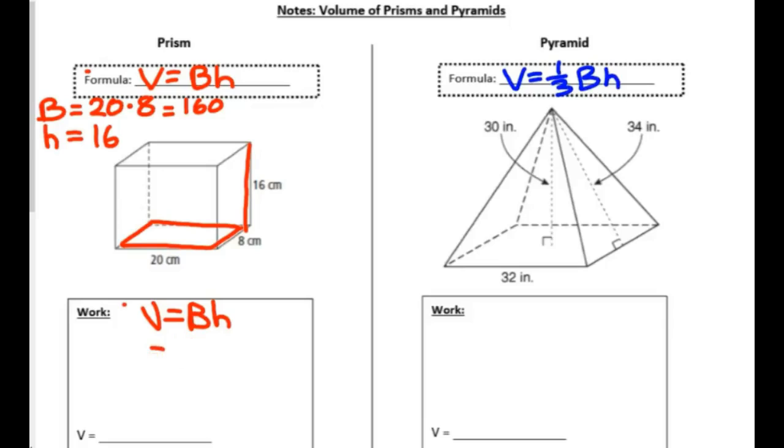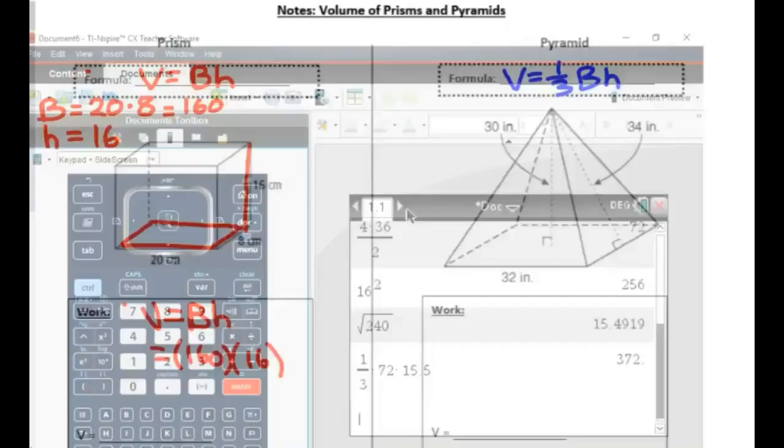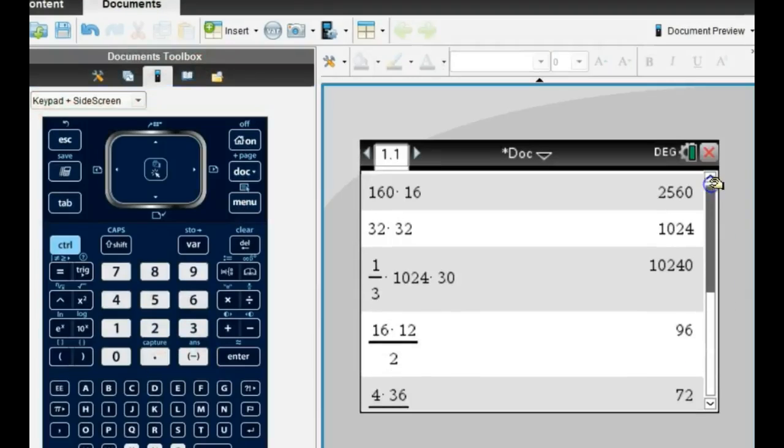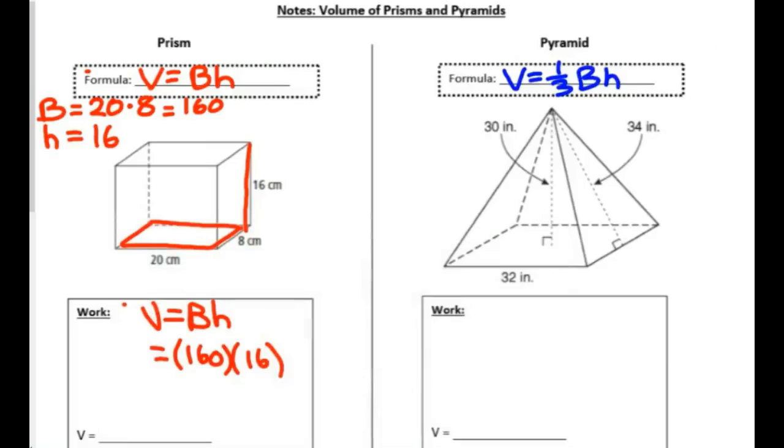160 times 16. Going to multiply those. Okay. And we got 2,560. Very good. What are my units? Okay, good. So centimeters, and it's to the third power because it's 3D. So centimeters cubed or cubic centimeters, okay? So that's it, right? Not too bad.